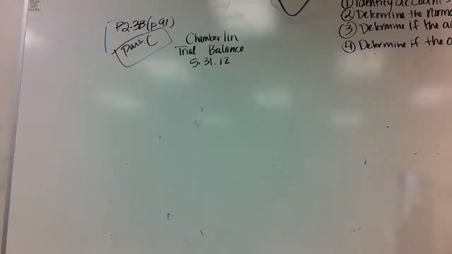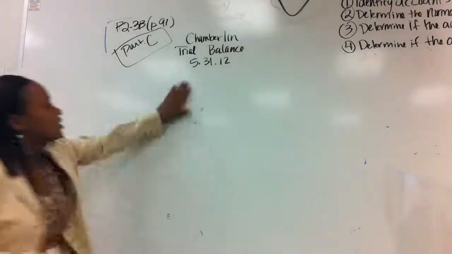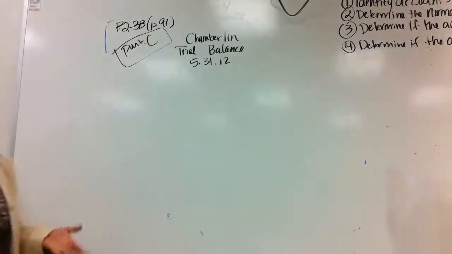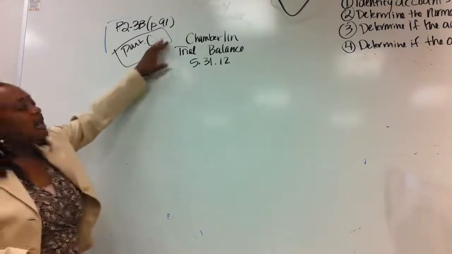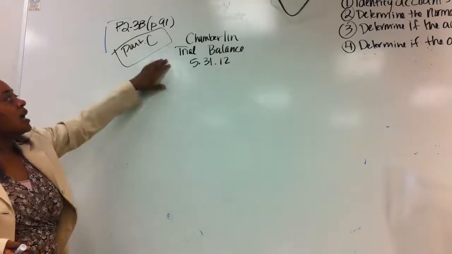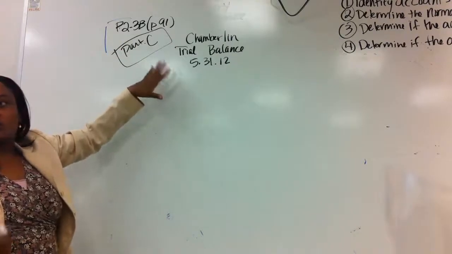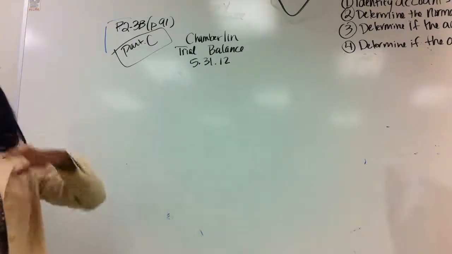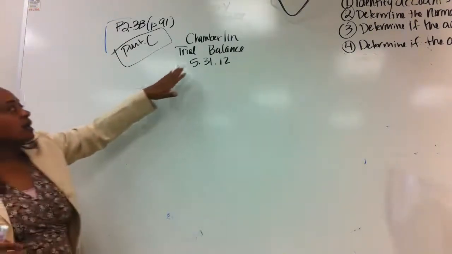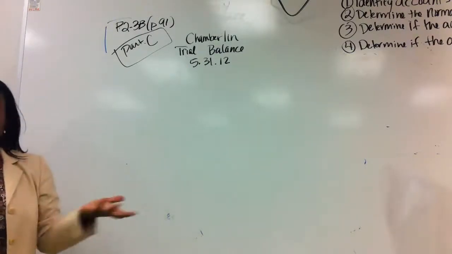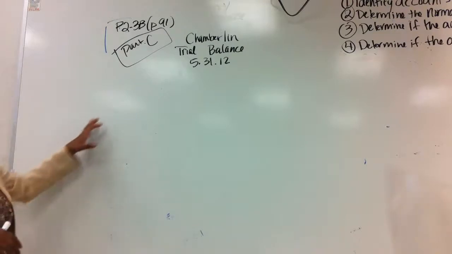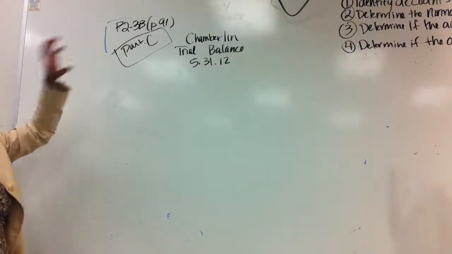After you post to the general ledger to each individual account, the next step will be to prepare the trial balance. First, you want to start off with the name of the company, the name of the report, and then for the date, you can do as of, or you simply can just put down May 31st, 2012, or 2014, whatever the year is. I don't remember what it was for problem 2-3B. So you do the heading.